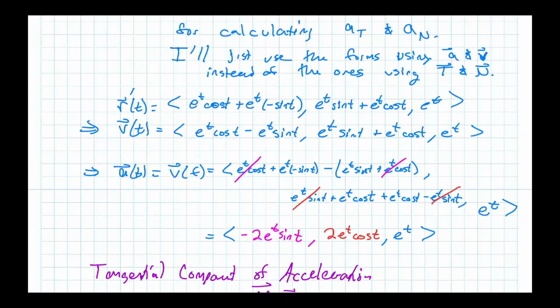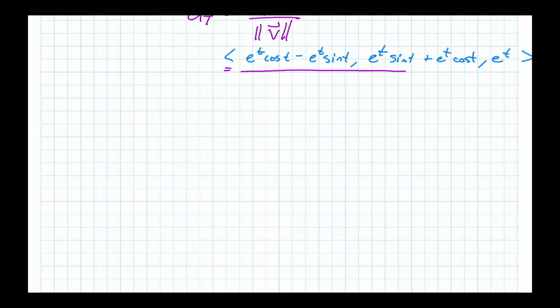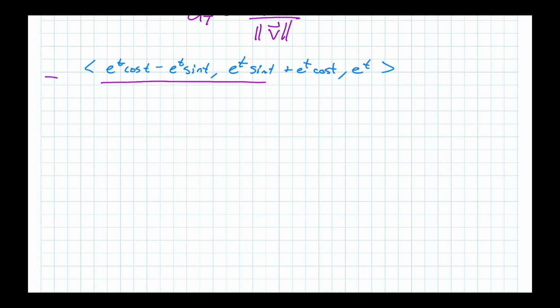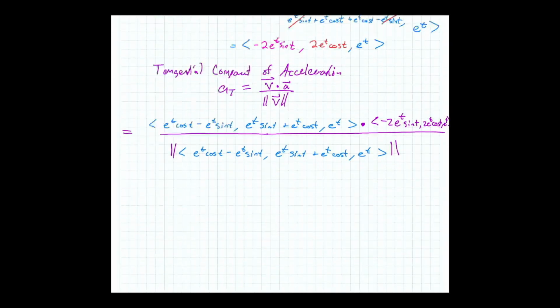So what's V? V is this thing, sadly. So we have the V of t there. Barely have enough room to write it, which means let me just erase this and move this all over. All right, so that's your V of t, that's your V of t dot A. Where's your A? Your A is negative 2 e to the t sine t, comma 2 e to the t cos t, comma e to the t. All right, over the magnitude of V.